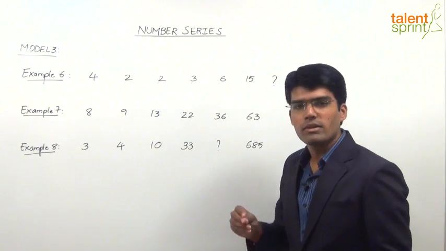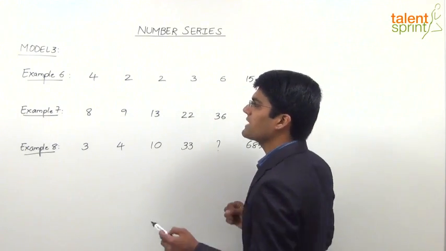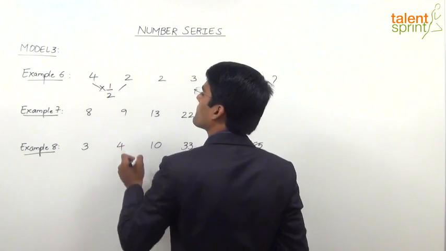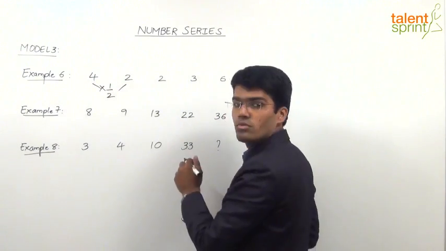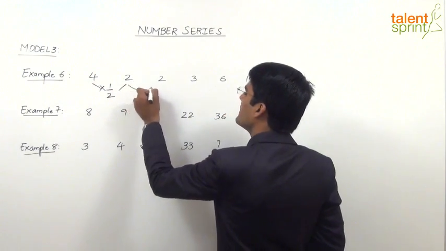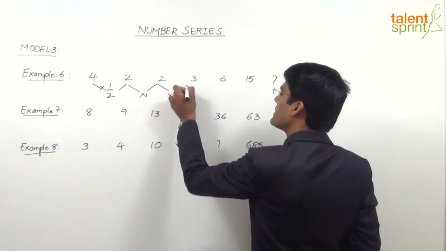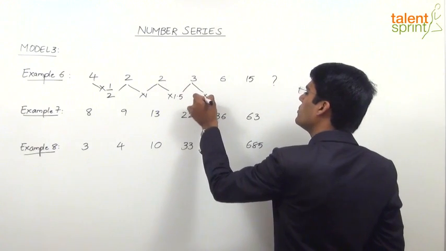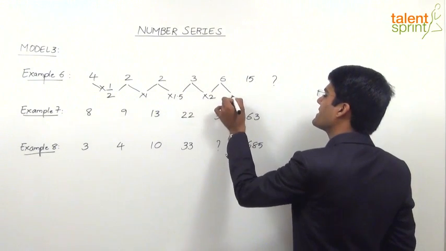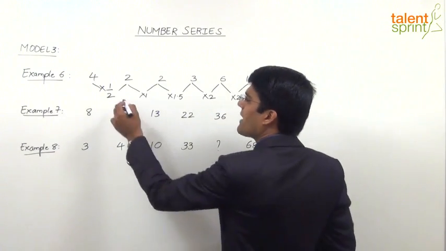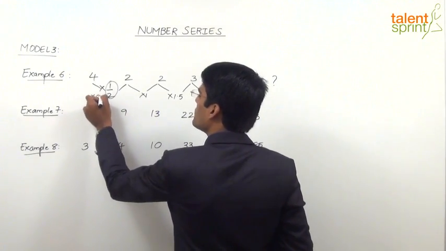And if you try it out and observe, the correct logic comes out as follows. 4 multiplied by half is equal to 2. 2 into 1 is equal to 2. 2 into 1.5 is equal to 3. 3 into 2 is 6. And 6 into 2.5 is equal to 15. So if you look at this, half here is nothing but 0.5.